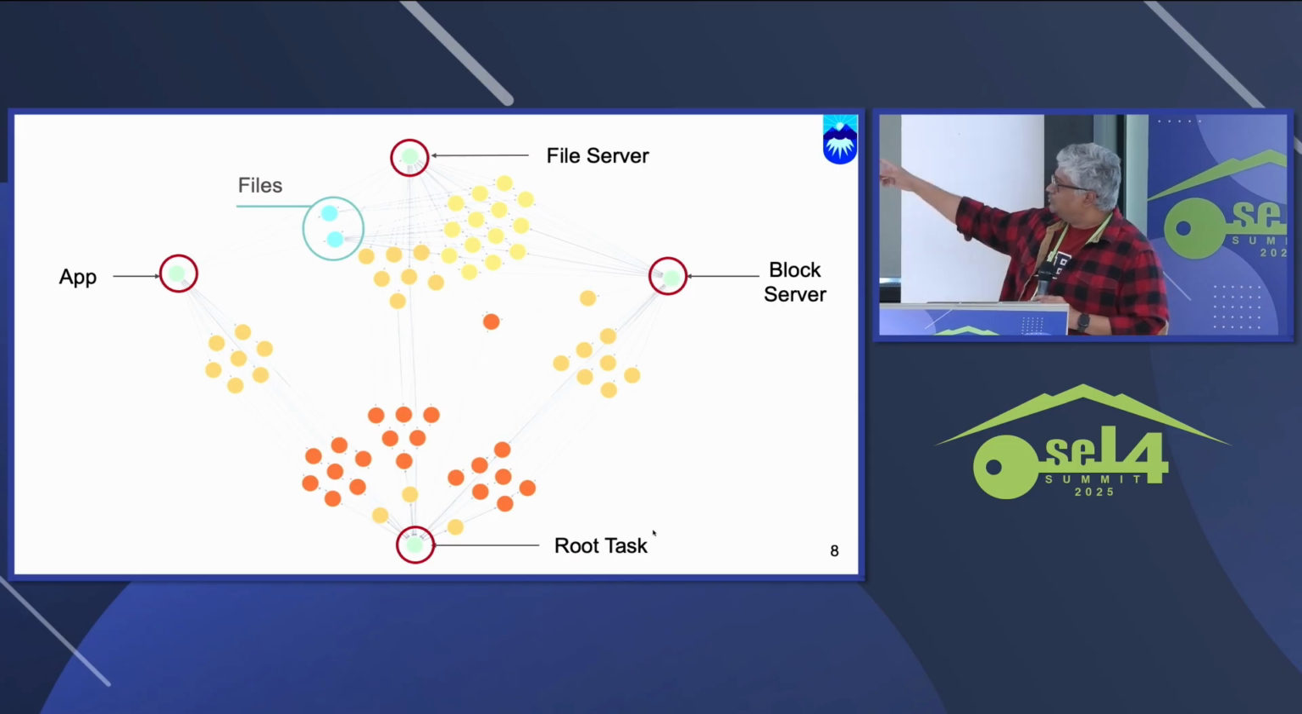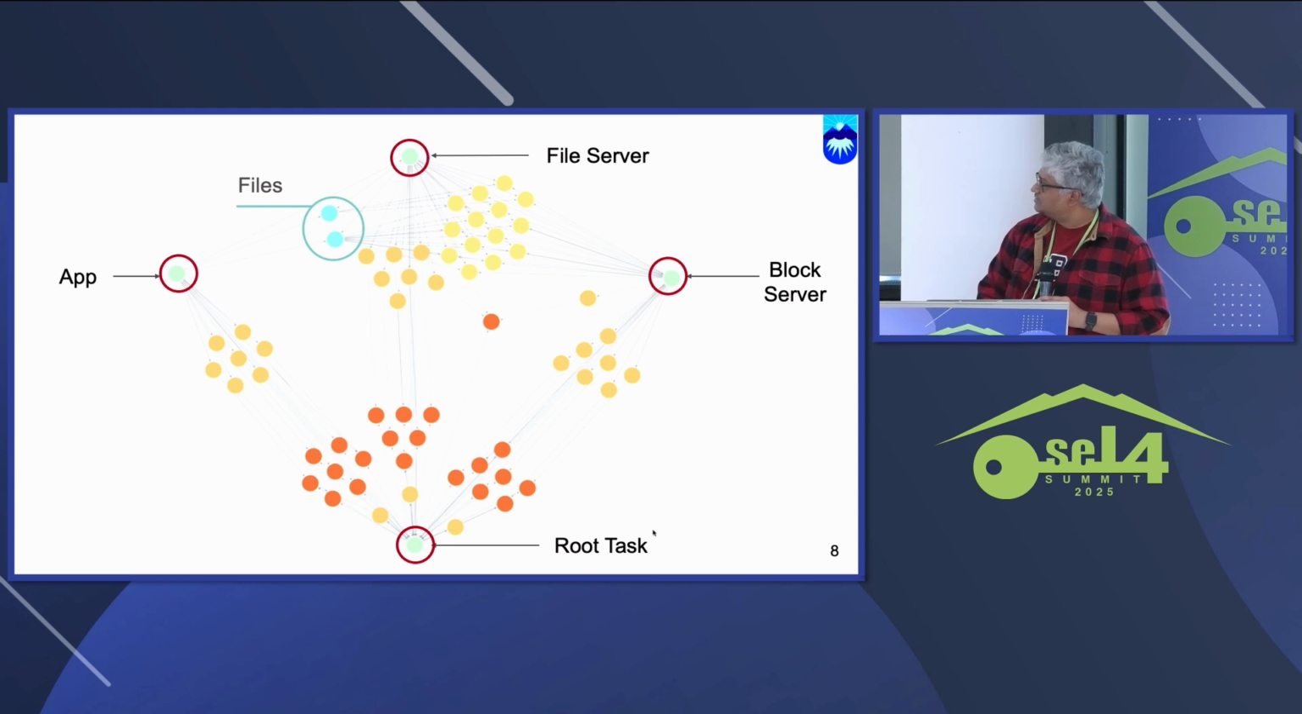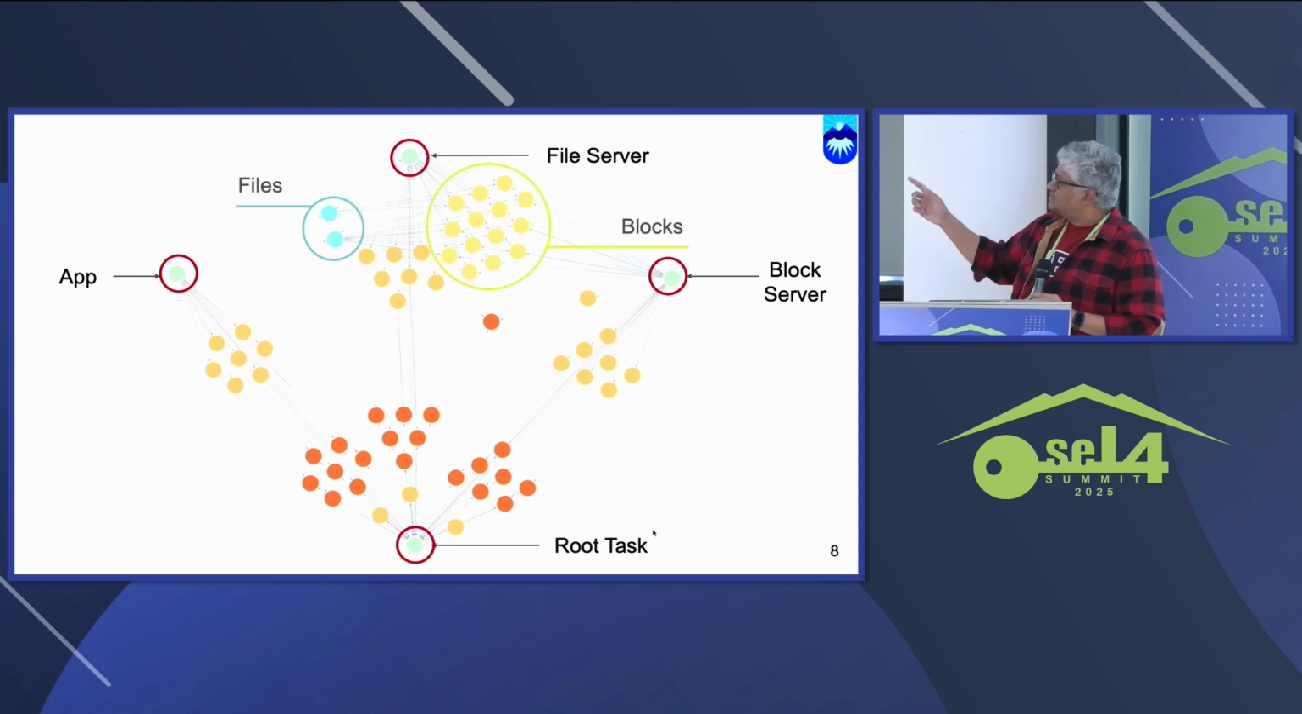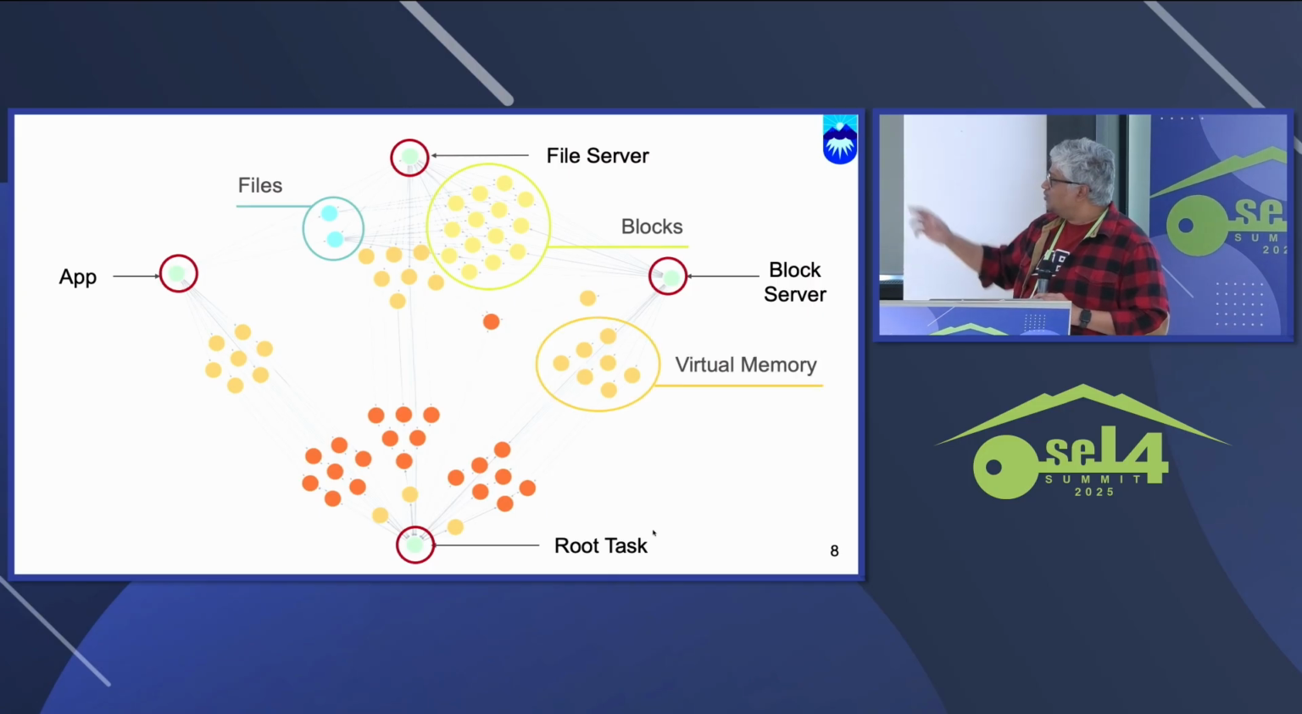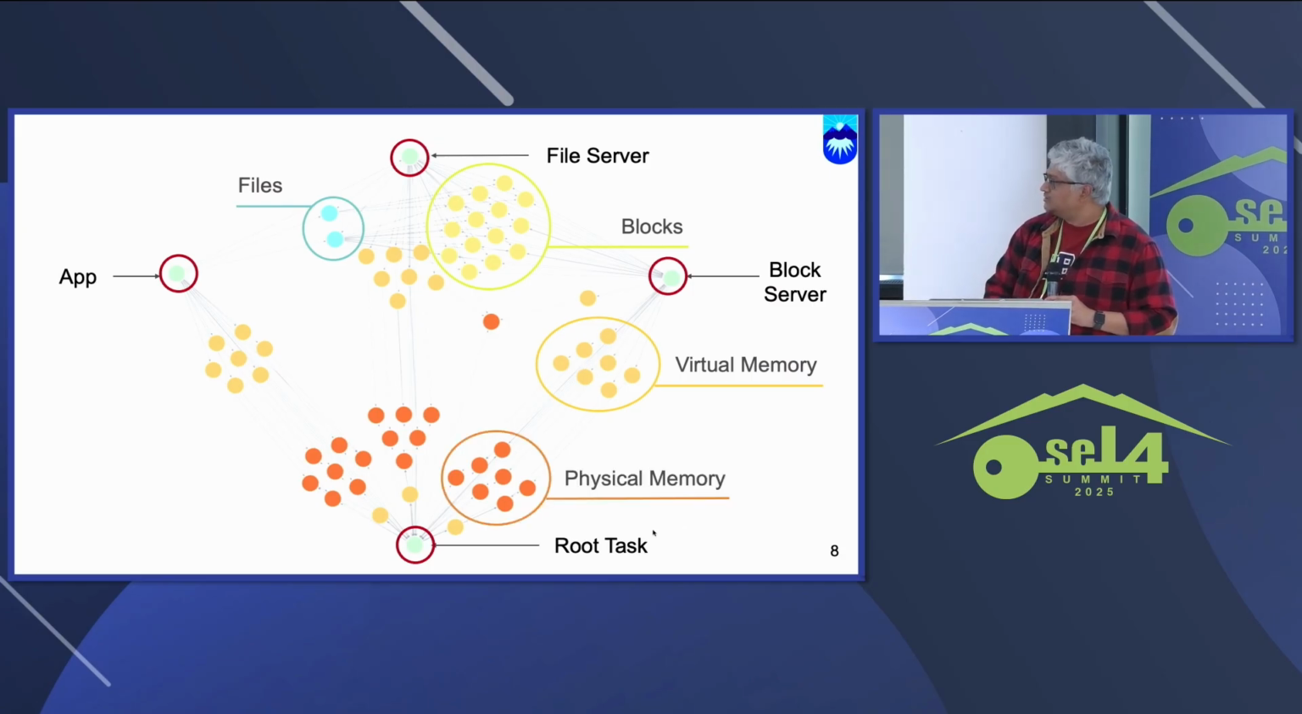The blue nodes are files which are shared between the application and the file server. The files are backed by blocks. The blocks are shared between the file server and the block server. And the block server has access to a whole bunch of virtual memory, which is backed by physical memory.